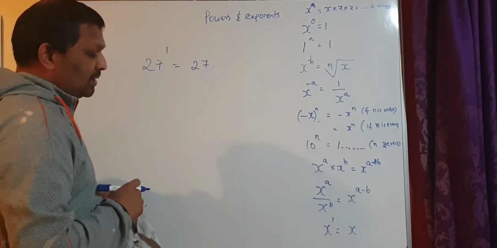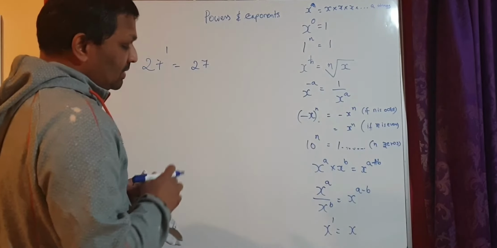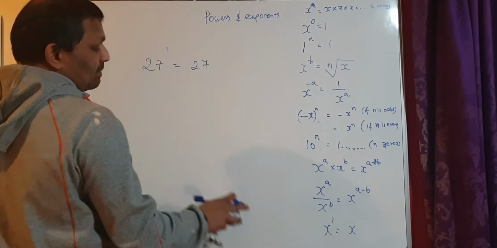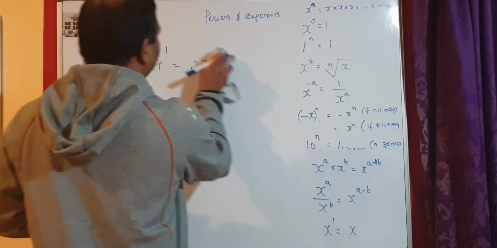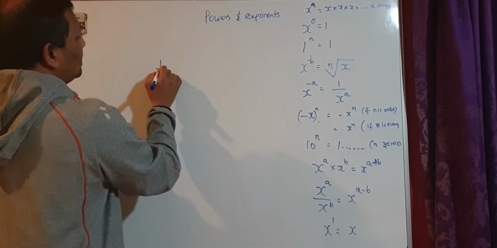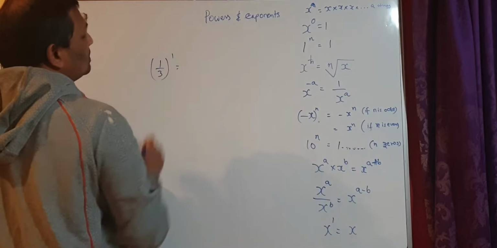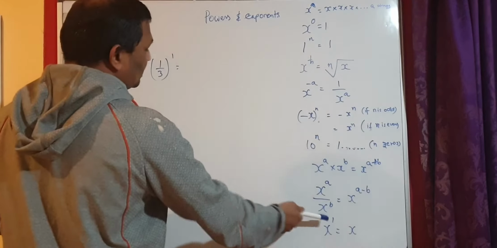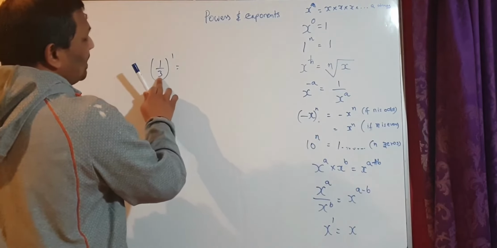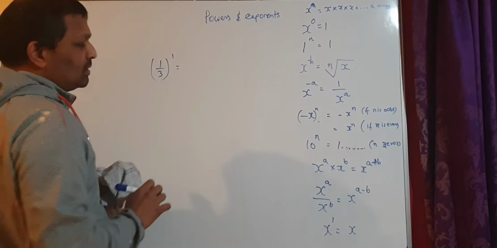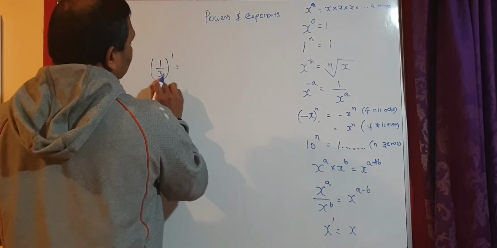It can be a positive number, a negative number, a fractional number, or 0. X can be any number. X to the power of 1 is equal to x. Say, for example, 1 by 3 whole to the power of 1 is equal to what? The same rule applies here. I put something in the base and it's raised to the power 1. The answer is going to be the same here.